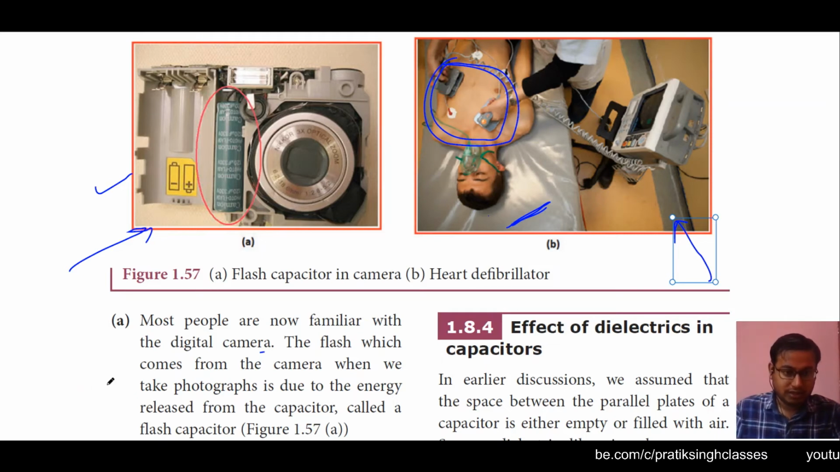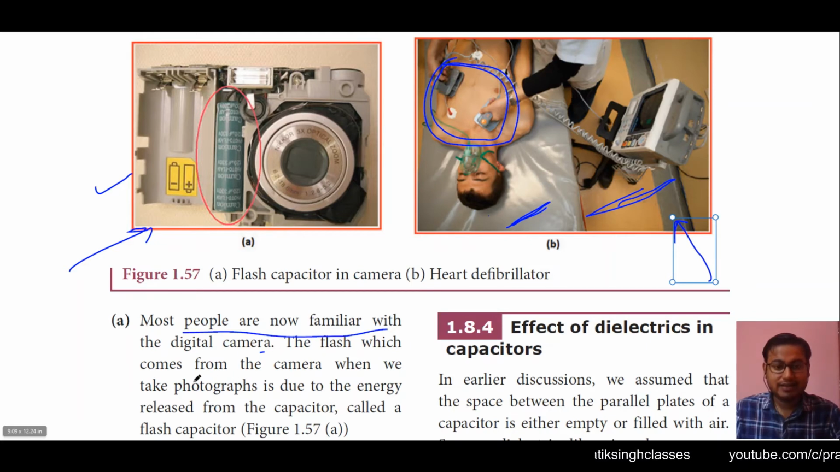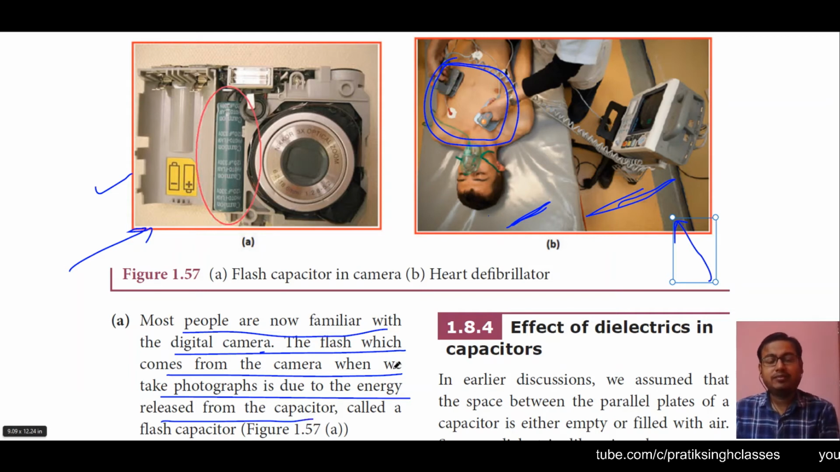Now coming to the theory part, most people are familiar with the digital camera. The flash which comes from the camera when we take photographs is due to the energy released from the capacitor and is called a flash capacitor. Whenever we take photographs with the flash on, in just a single click the camera gives huge light for a small instant. In that instant, a huge amount of energy is released in the form of photons, or light. That is the example of a flash capacitor.